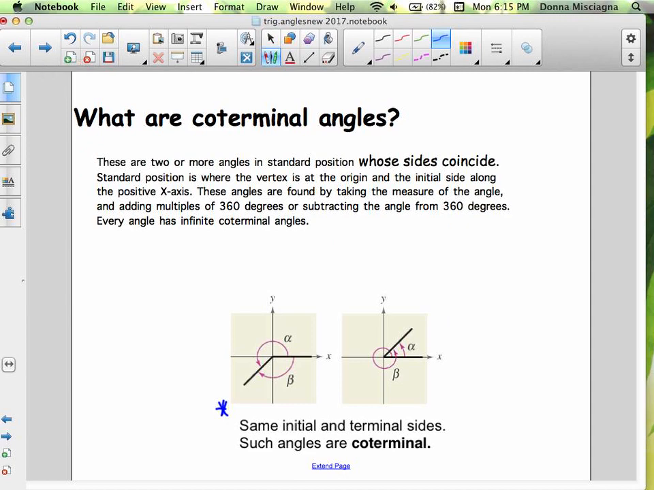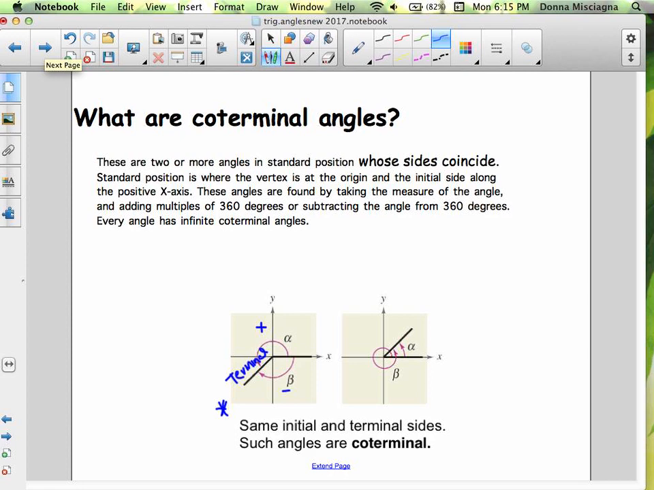So for instance, angle alpha and angle beta there, they are coterminal angles. Notice that they go different directions. One of them is a positive angle. Alpha's positive, and beta there is negative. But they end in the same place. This is the terminal side right here. So they are coterminal angles.